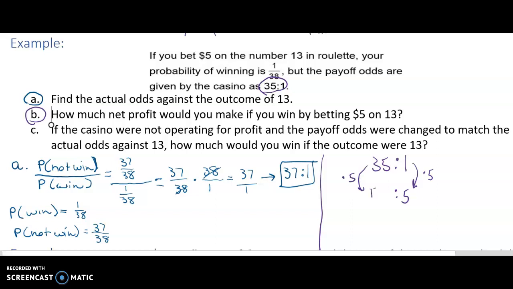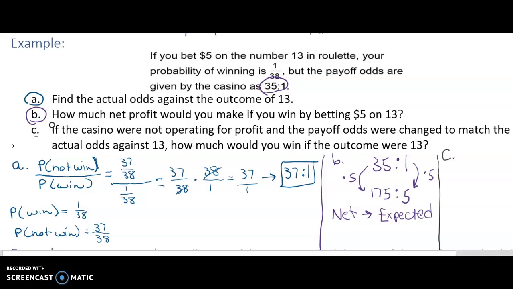I get 175. So on a $5 bet, you would win 175. This is your winnings, not including your original $5 bet. The casino would actually give you $180, but your net winnings is still 175 because you paid $5 to play.